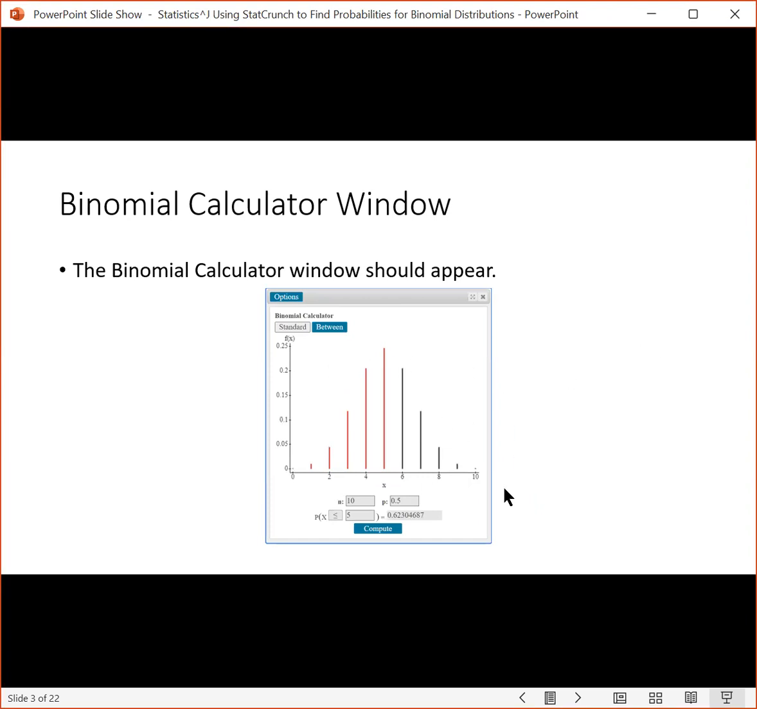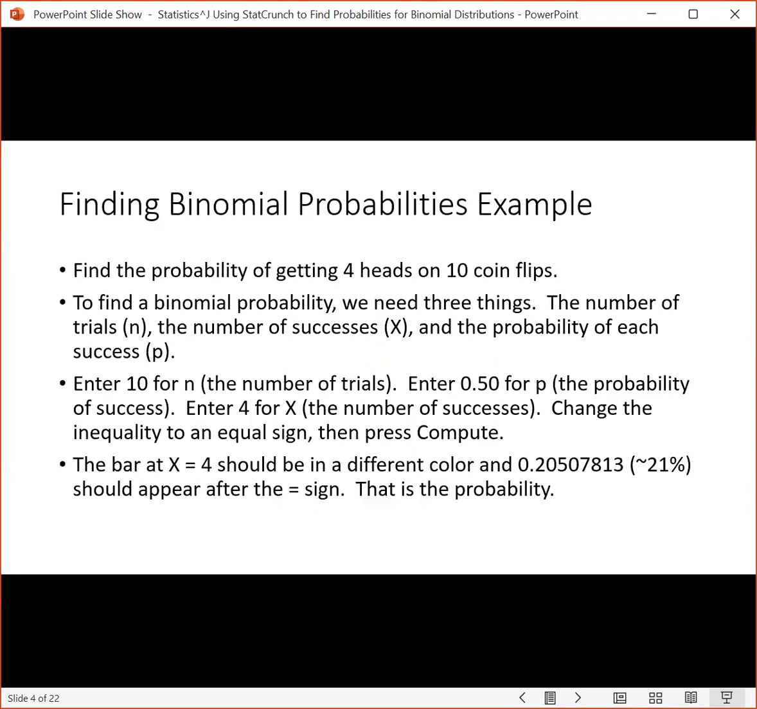Okay, so what we're going to be doing is going through and just entering values here at the bottom. And by entering values, we can come up with probabilities. All right, let's just look at an example. If we want to find the probability of getting 4 heads on 10 coin flips, to find a binomial probability, we need 3 things. We need the number of trials, we need the number of successes, and we need the probability of each success.